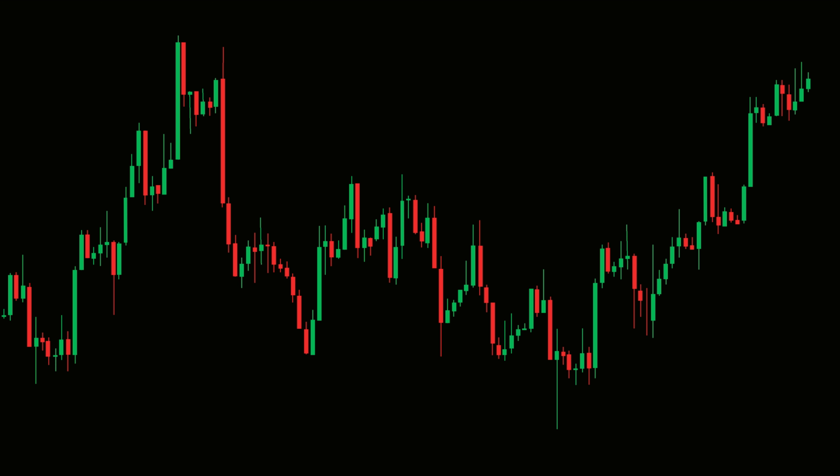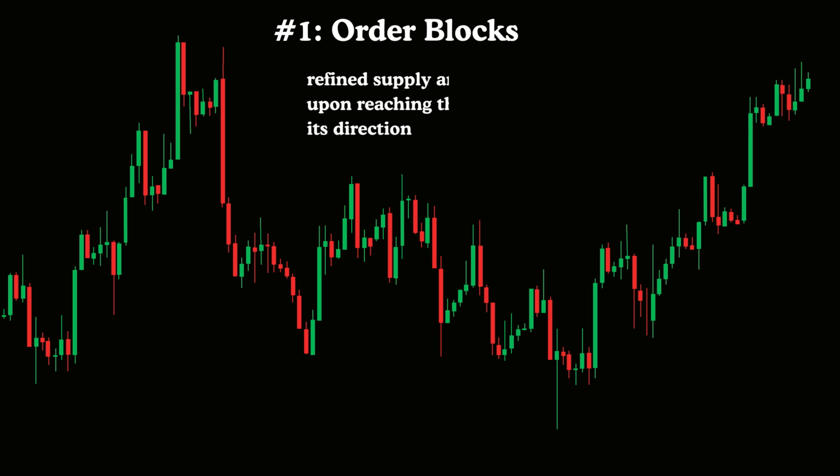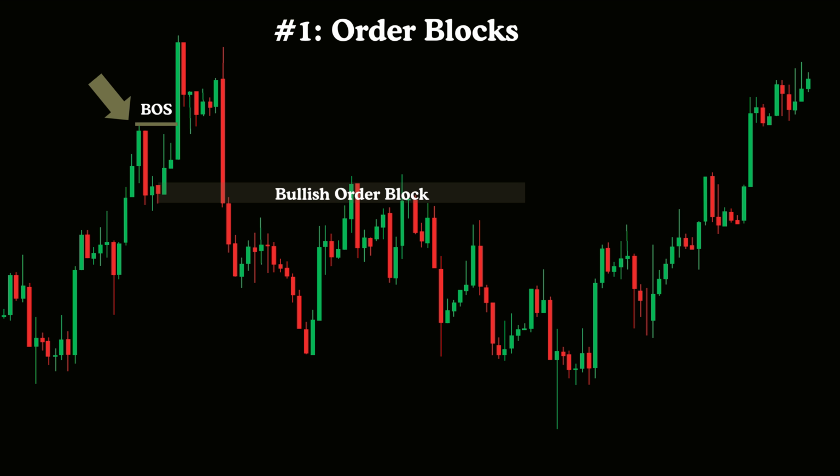So let's begin with the order block. As you already know, guys, order blocks are crucial refined supply and demand zones where price, upon reaching them, can potentially reverse its direction. Order blocks contain a concentration of buy and sell orders, making them key inducement areas where traders are drawn into the market and typically place their buy or sell orders to get triggered in. As you can see here, price breaks the recent market structure to the upside and forms this bullish order block where traders are looking to enter long positions by placing their buy orders.